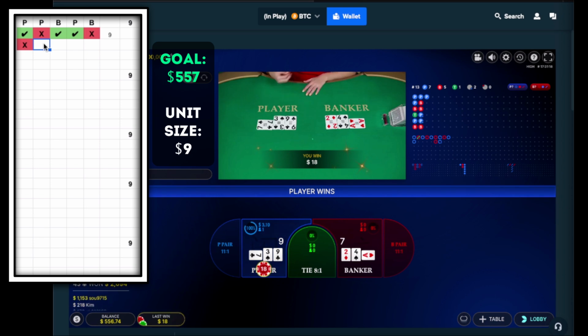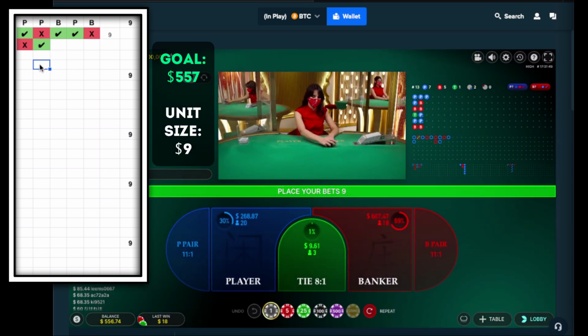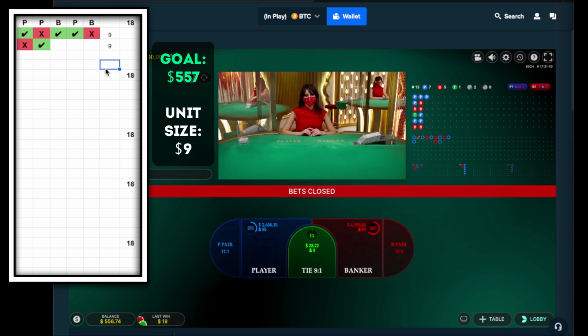Okay, perfect, there we go. We win that as well, check mark. You can see that the no mirror worked out perfectly for this shoe. We won our first 2 results, and remember our win goal was 557, close enough as we are at 556.74. So that was a quick session number 21. I'm gonna exit the shoe.